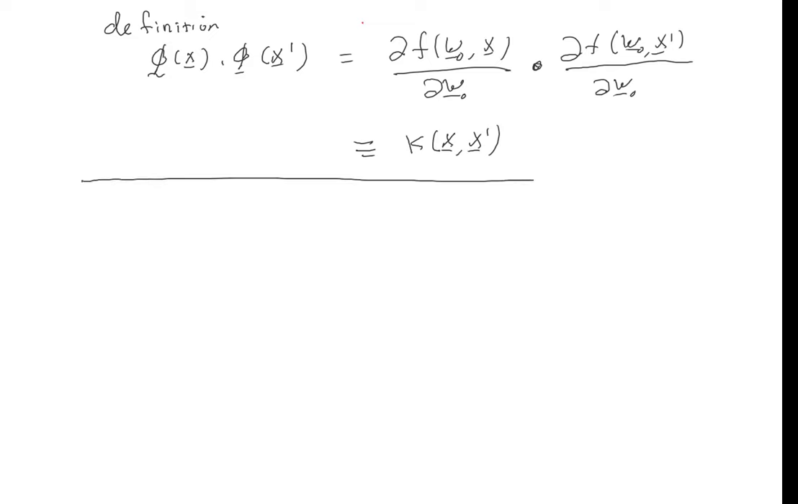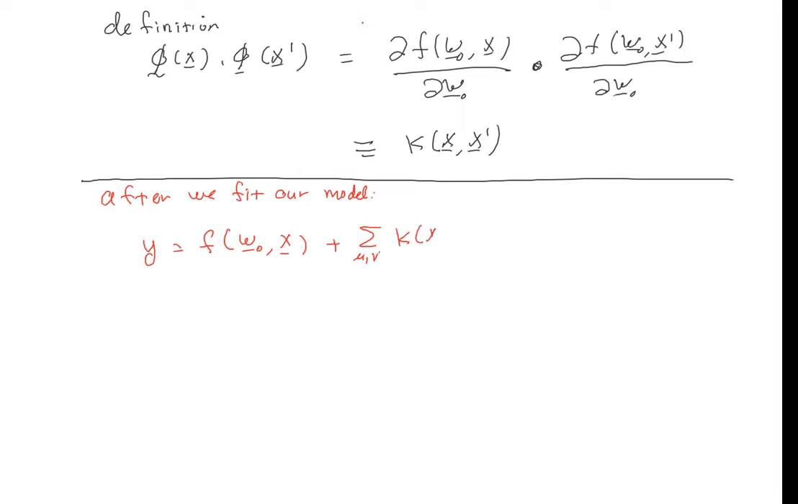So with that definition, after we fit our model, y equals f of w naught comma x plus the sum over mu comma nu of K of x comma x mu, K inverse of x mu comma x nu, where the inverse is with respect to the indices x nu and x mu, and then y nu minus f of w naught x nu. Okay?